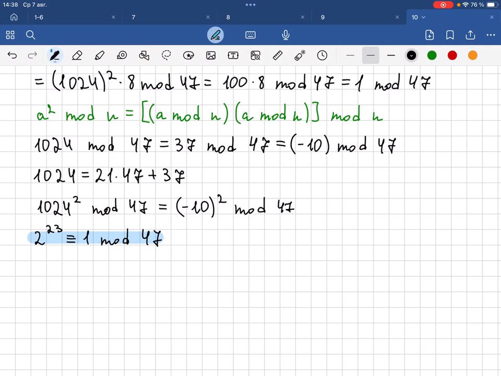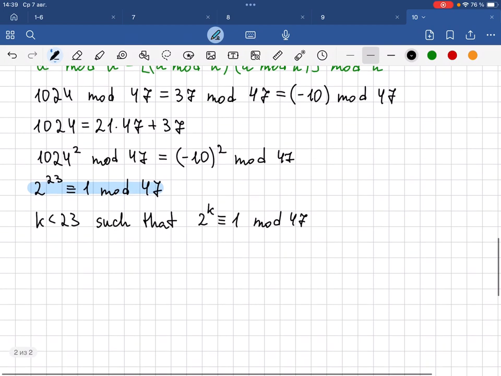The next question is, does there exist any number k that is lower than 23 such that 2 to the power of k equals 1 mod 47? So does there exist such a number? The answer is no, but let's prove it. Assume that such a number k exists, then once again k is less than 23 and 2 to the power of k equals 1 mod 47.